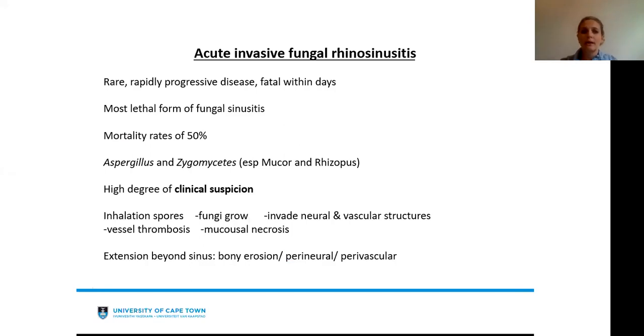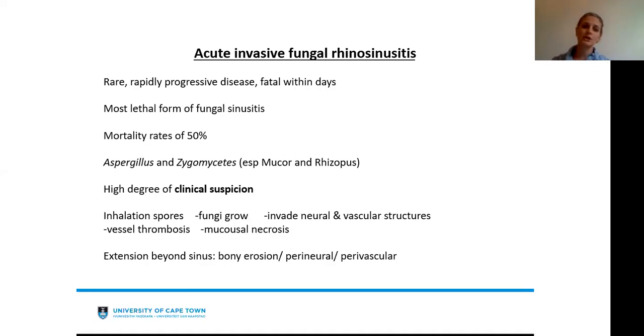So it's quite a rare but very rapidly progressive disease, and it can be fatal within days. It's by far the most lethal form of fungal sinusitis, and mortality rates are quoted of up to 50%. The common organisms are Aspergillus or the Zygomycetes group, especially Mucor and Rhizopus. And you have to have a very high degree of clinical suspicion in these patients.